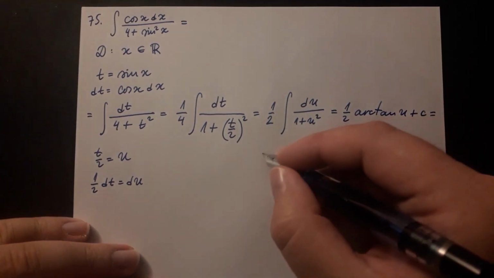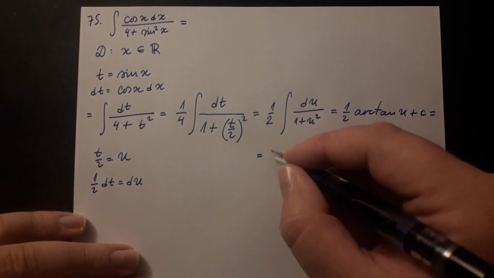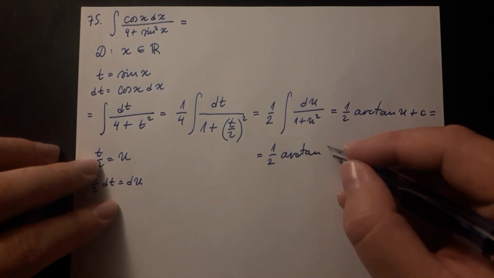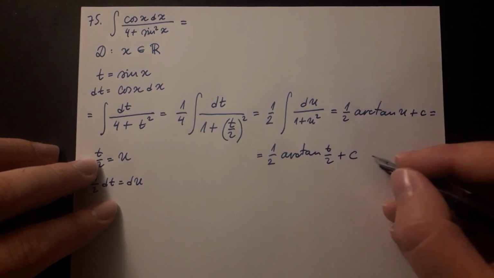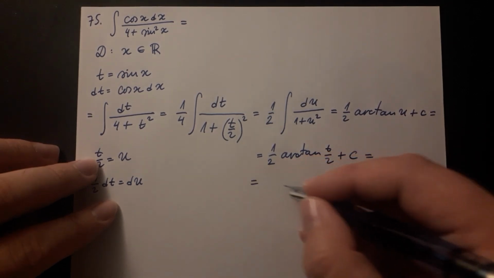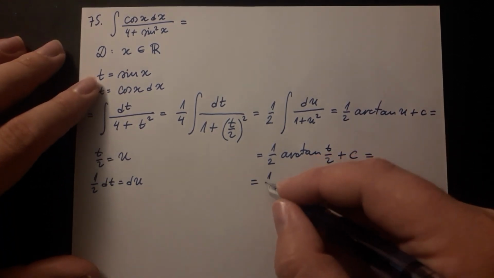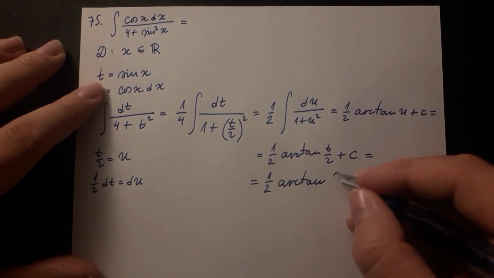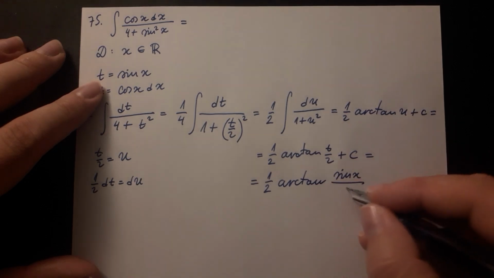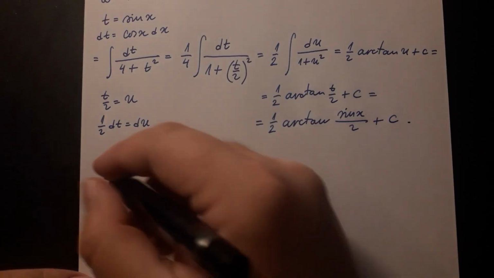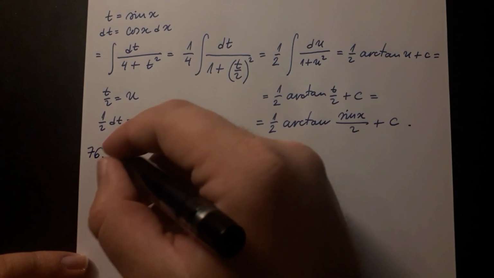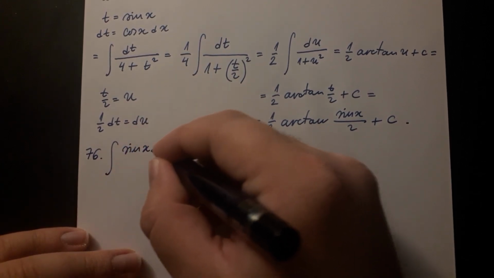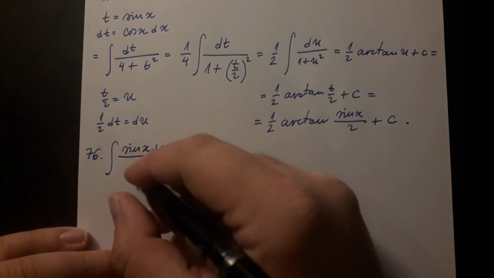This is then equal to, when we return the substitution, 1 half arctan of t half plus c. And when we return this into the x world, we get 1 half of arctan of sin x divided by 2 plus c.